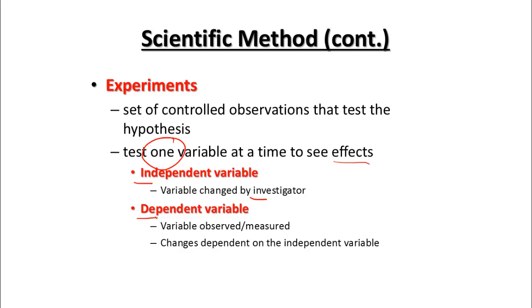And why is it called a dependent variable? Well, it depends upon what the independent variable is. So we change the independent variable around, the investigator does, and then this variable depends on that, and we measure how it does change.